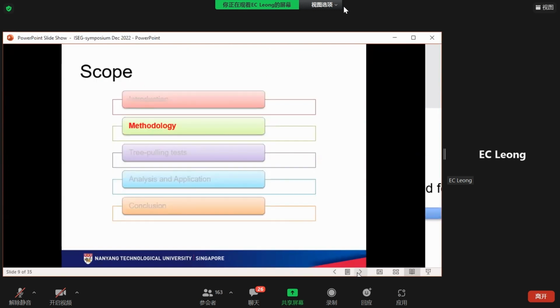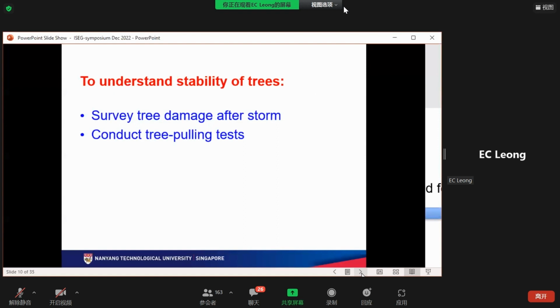Now I move on to the methodology of this research that we have in collaboration with National Parks Board Singapore. Basically, if you want to study the problem of stability of trees, we can use 2 approaches. The first approach is just to survey a tree that has been damaged after a storm. That's what you have seen in the previous 2 slides. So we go on site to survey the trees and take measurements of whatever we could. The second approach is to conduct tree pulling tests.